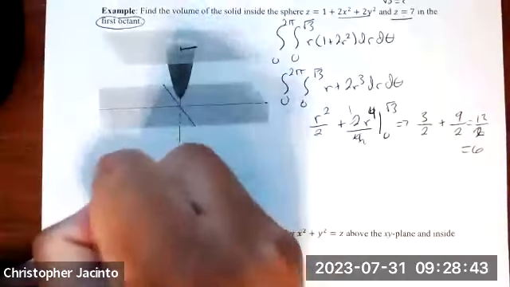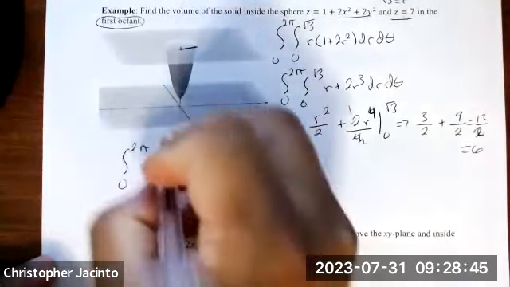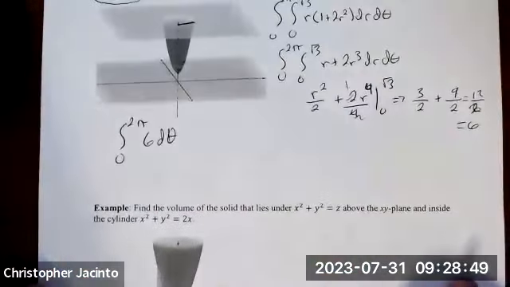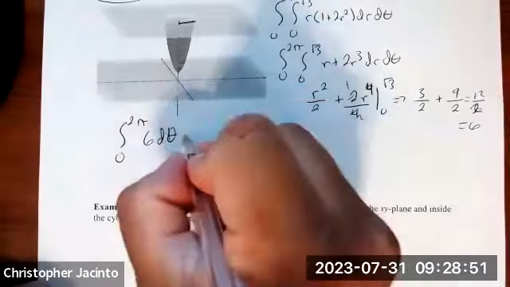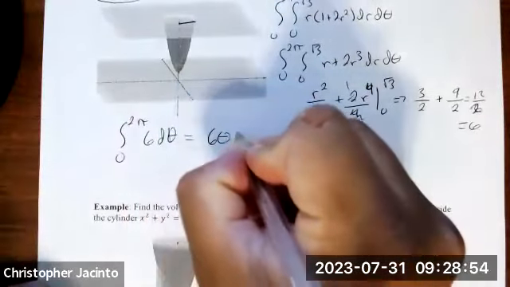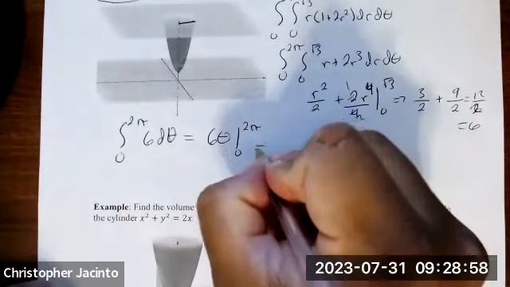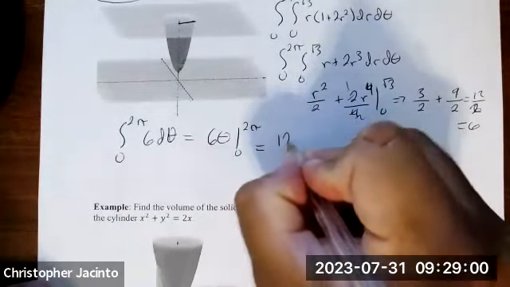Okay, so now we just take the integral, 0 to 2 pi of 6 d theta. That's really nice. So this ends up being 12 pi.